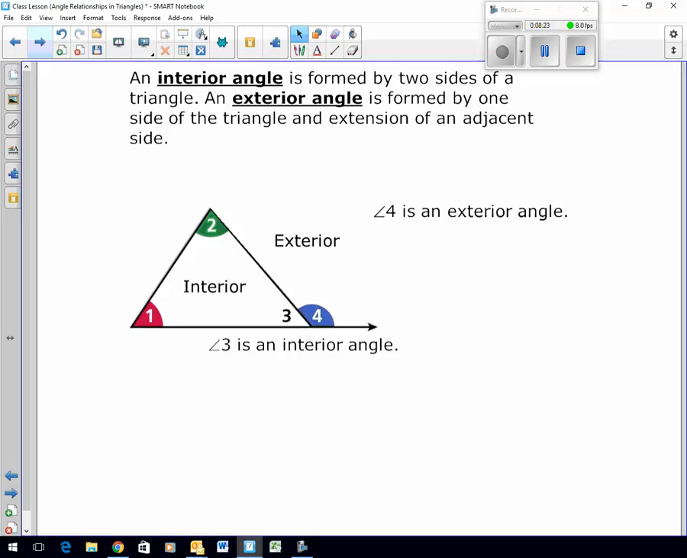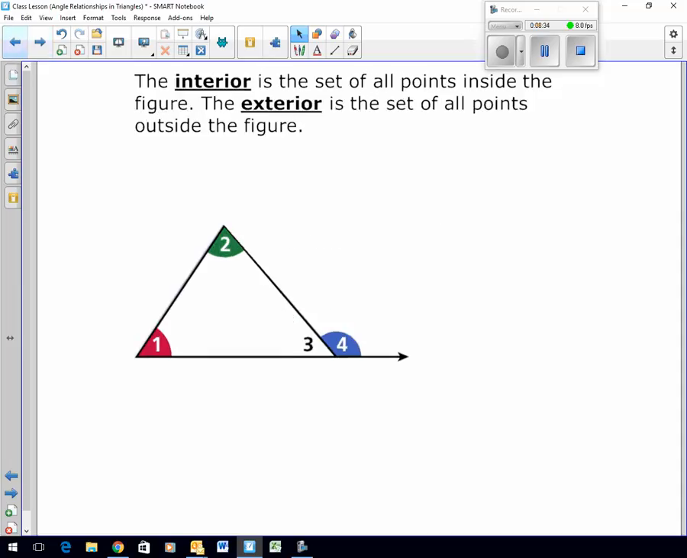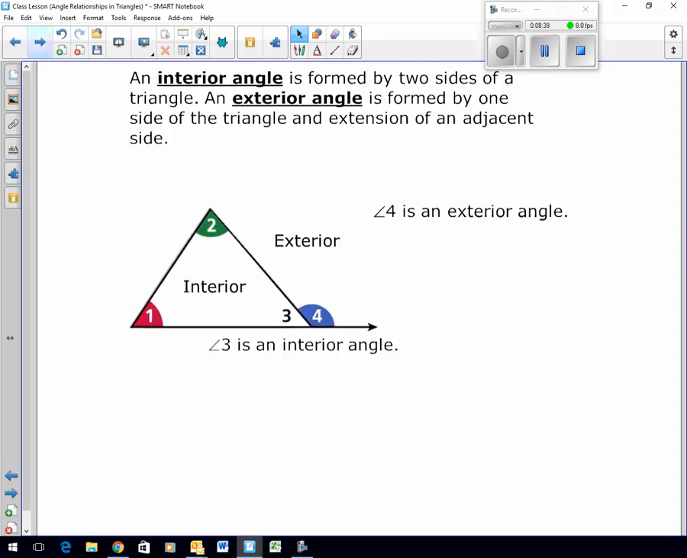Wait, so angle 3 isn't interior? Alright guys, there's no difference in those two slides. The only thing that's different is that one of them said interior, all the points inside, then I added the word angles. It should not make a difference, right? Interior angles are still where? Inside. Exterior angles are still where? Nothing changed about it. Keep it simple.